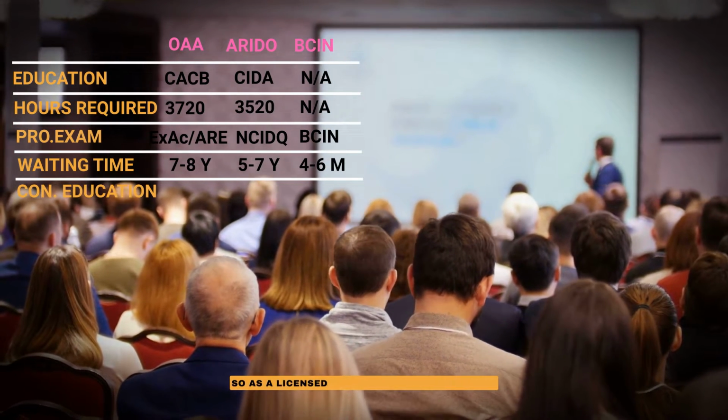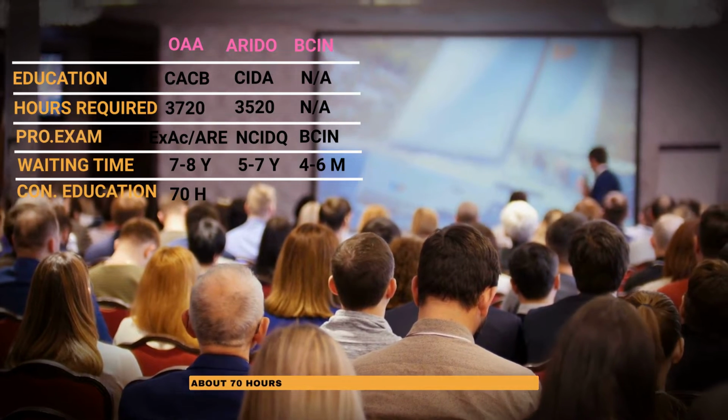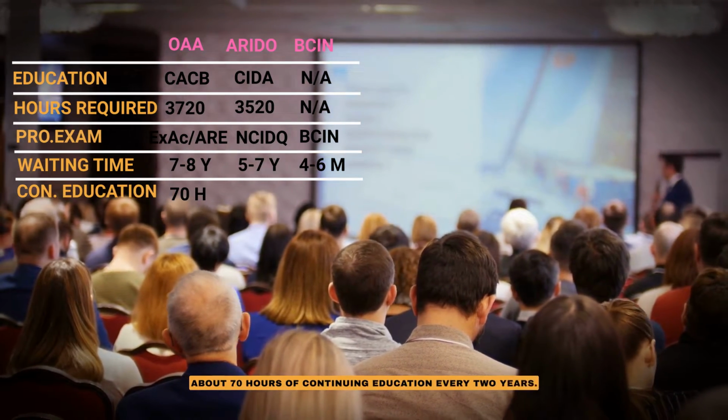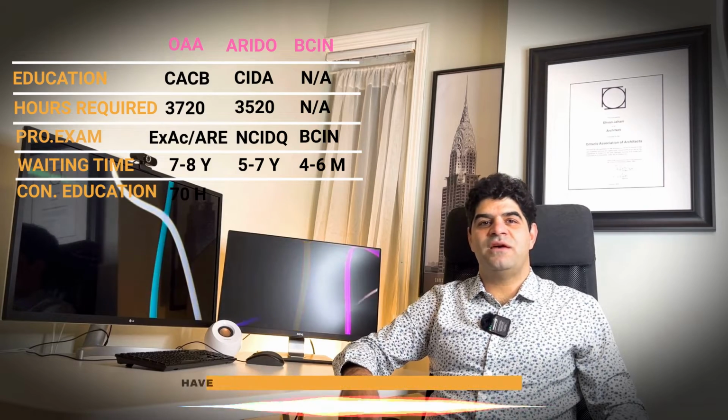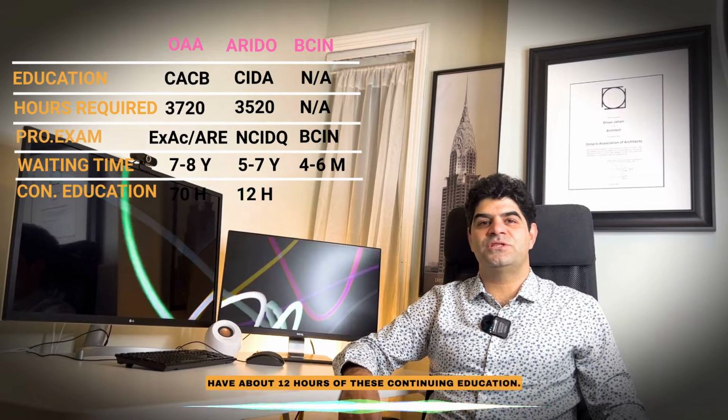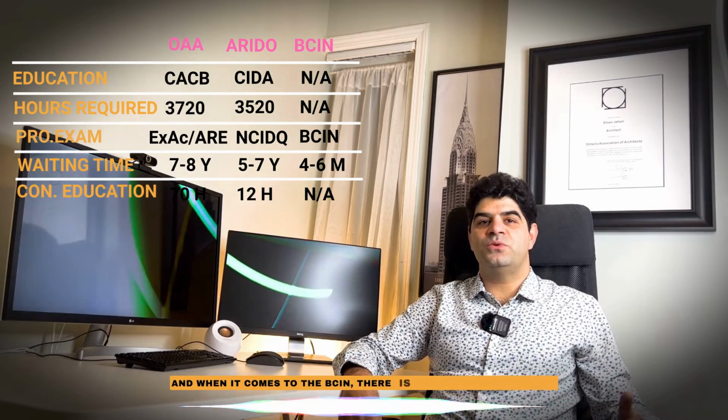As a licensed architect, you need to have about 70 hours of continuing education every 2 years. As a licensed interior designer, you need to have about 12 hours of continuing education. And when it comes to the BCIN, there is no continuing education.